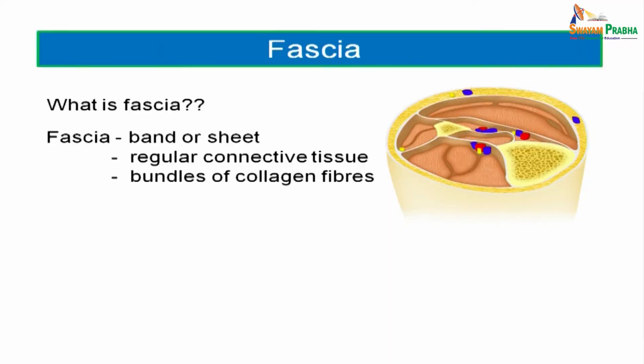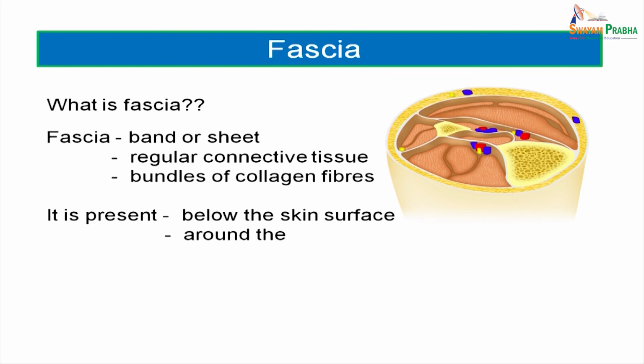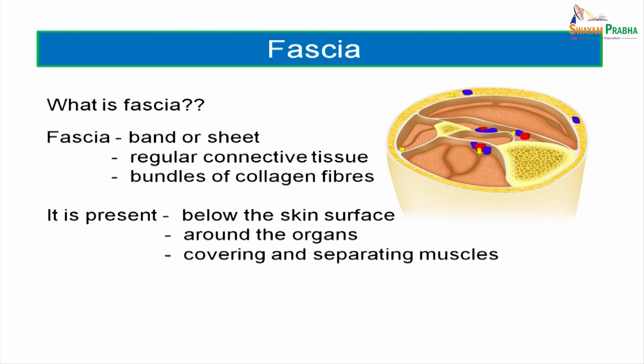So, fascia is nothing but a band or sheet of regular connective tissue, and it has many bundles of collagen fibers. So, it is present as a band or a sheet of connective tissue, which is made up of predominantly collagen fibers. And where is it present? It is present beneath the skin, then it is present around the organs, and it also is present separating the different muscle fibers.